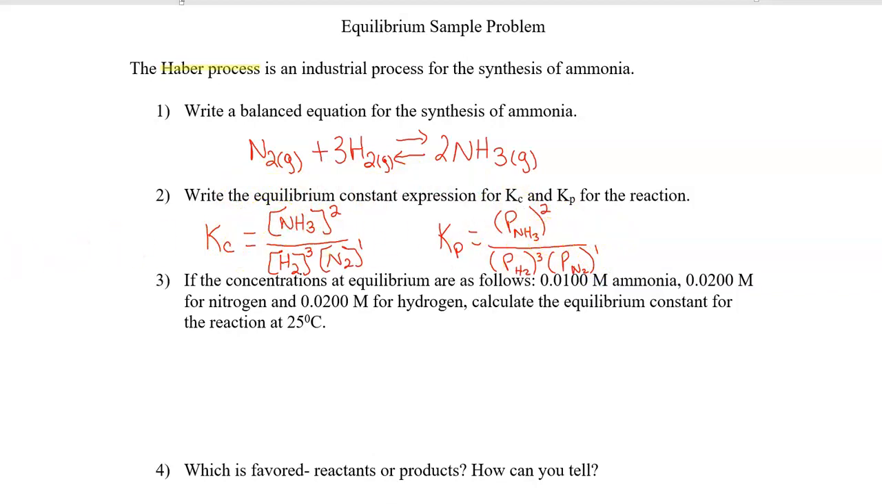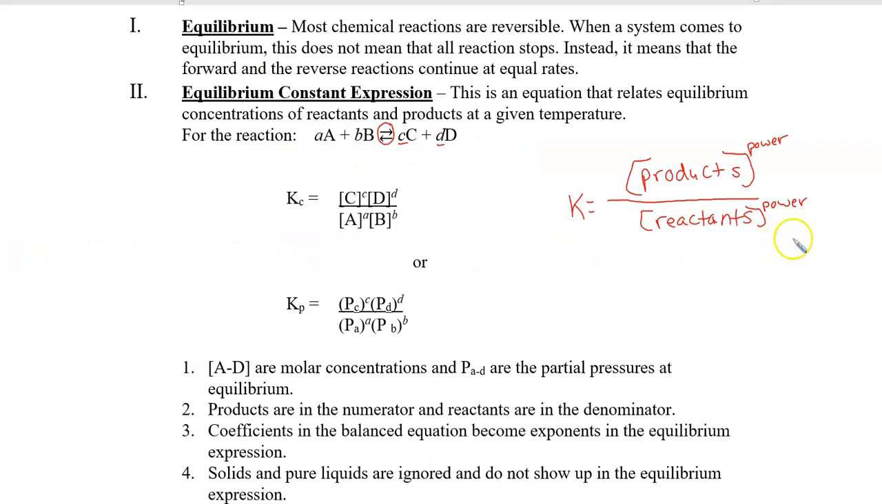All right, so let's go back to that note page number 1 and look at those rules. It says A and D are the molar concentration, so that's what we've got there. P's are the partial pressures. The products are in the numerator, and the reactants are in the denominator, so products over reactants. Coefficients in a balanced equation become the exponents, so we raise them to those powers.